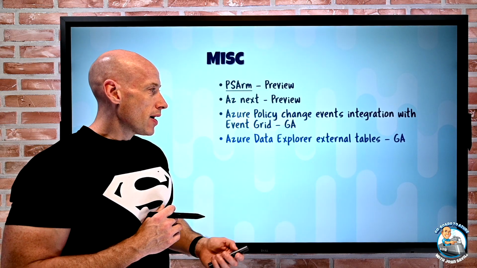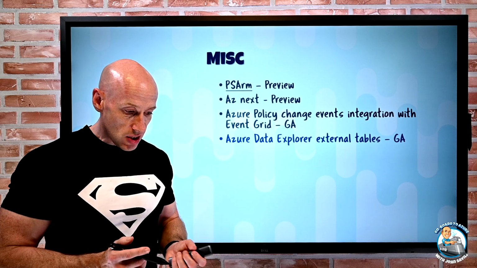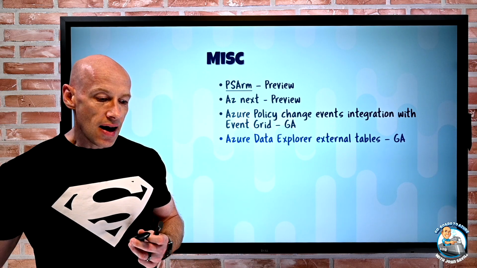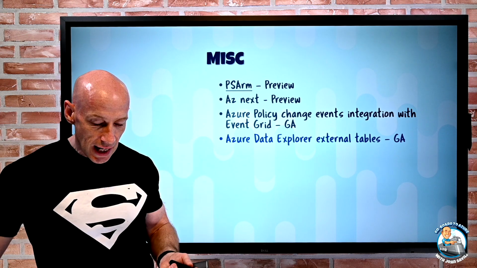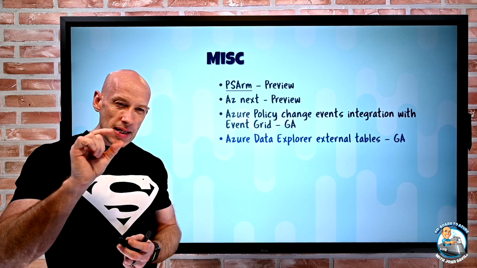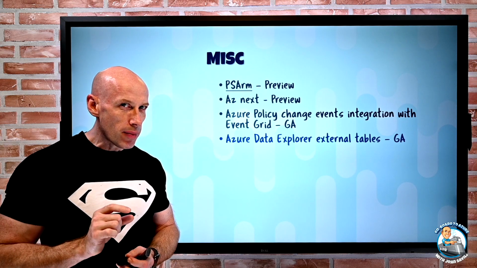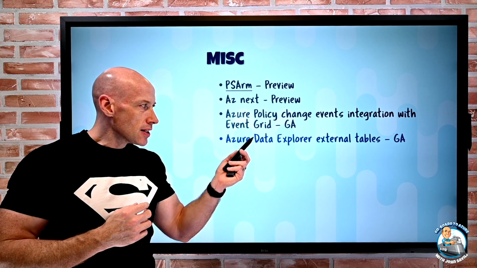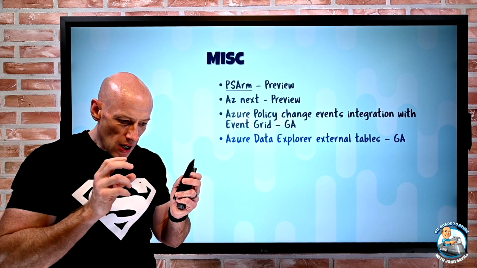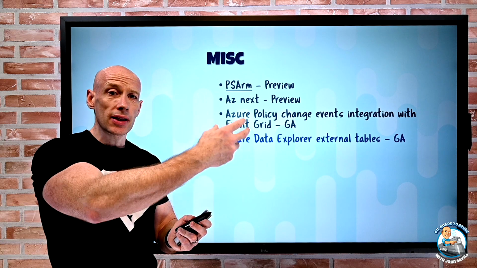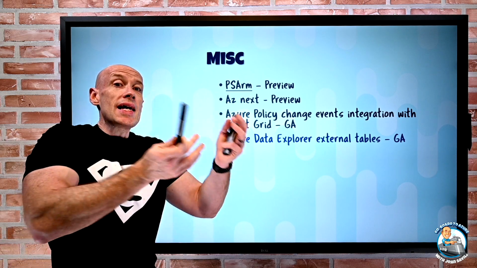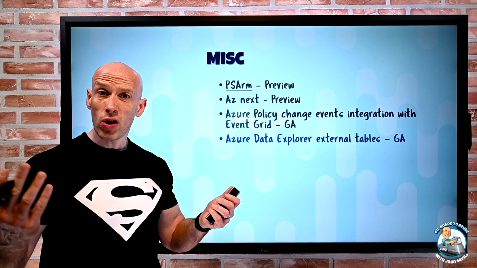Azure Data Explorer external tables is now GA'd. So this is that idea that I might have data in Azure Blob Storage or Data Lake. What I can basically do is take a sample of data from that, bring that into Data Explorer so it can work out what the schema for that data is, and then reference it as external data. So I don't have to actually bring it into Data Explorer to run queries against it.